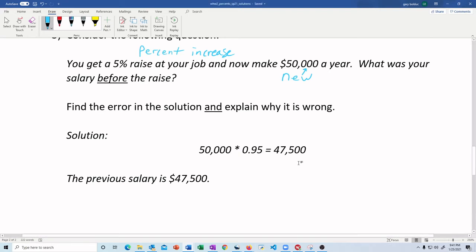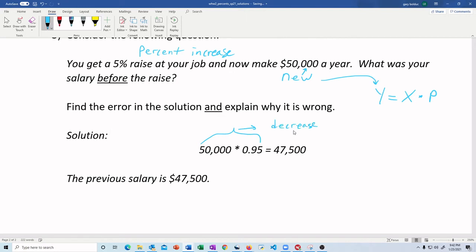And to understand why this isn't correct, first things first, my 50,000 is in the wrong spot, right? The new number, if you're using my equation, is supposed to go here. So it's in the wrong spot. So that's one thing that you can immediately say, uh-oh, something's wrong with this equation. But more importantly, this 0.95 right here says decrease by 5%.